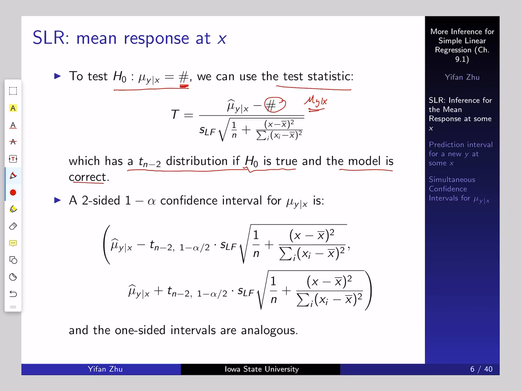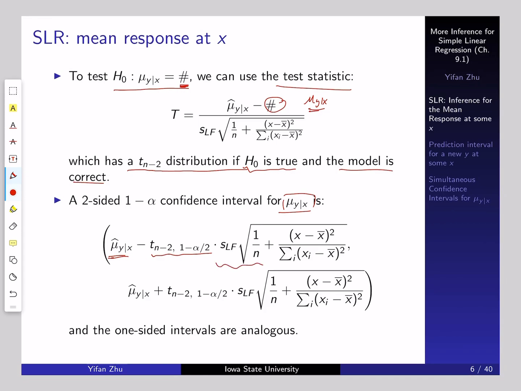And then a two-sided one minus alpha confidence interval for the mean response at covariate value x would be this. So you have the estimate of mu of y given x here, and the quantile is the t with n minus 2 degrees of freedom, the 1 minus alpha over 2 quantile.